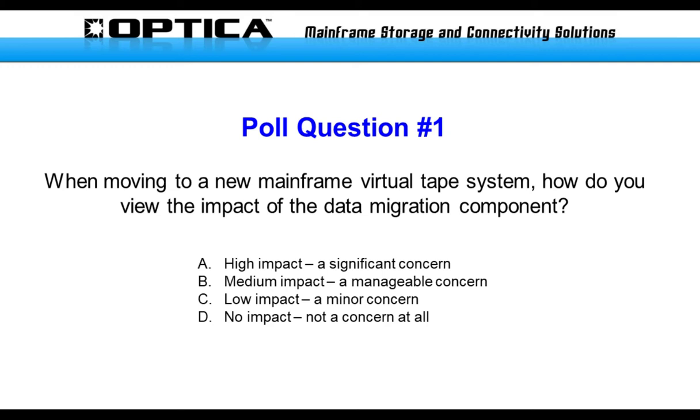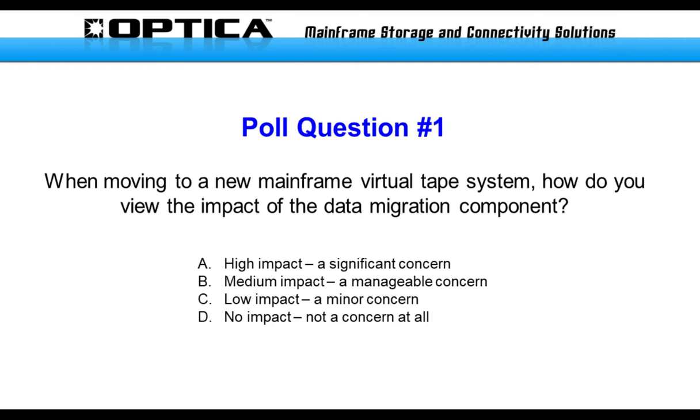Okay, so that brings us to our first poll question. I'd love for everybody to participate in this poll question. So the first question is, when you're moving to a new virtual tape system, how do you view the impact of the data migration piece or component? So the question really is, when you're considering moving, is the impact of data migration high or low, or no impact? So if you could enter your answer from A, B, C, and D, high, medium, low, no impact, we will compile the results, and then we'll talk about those results.